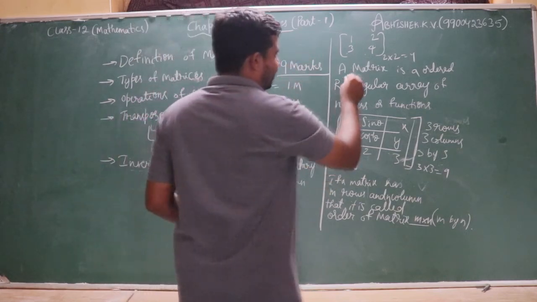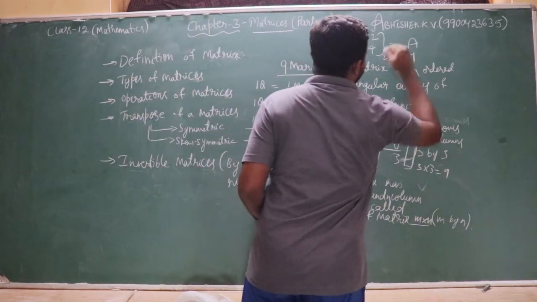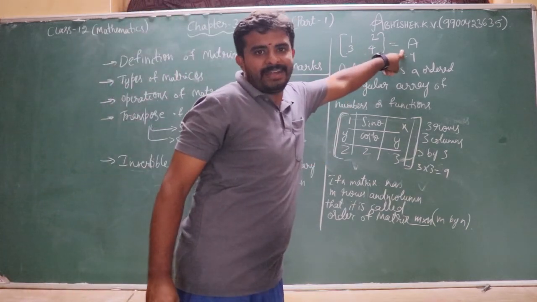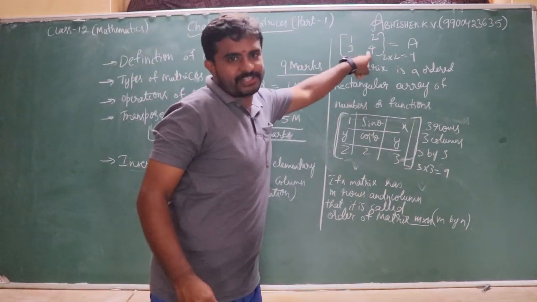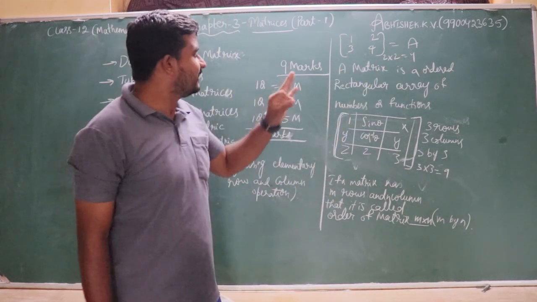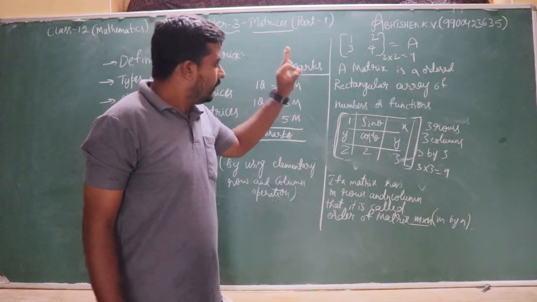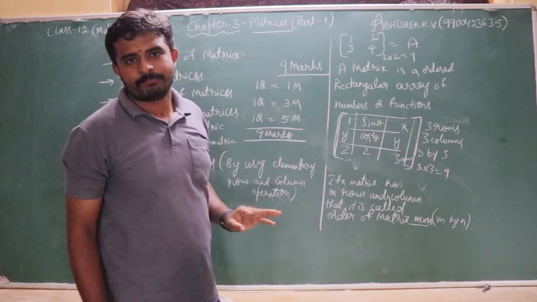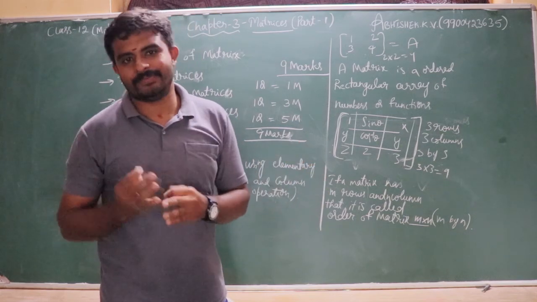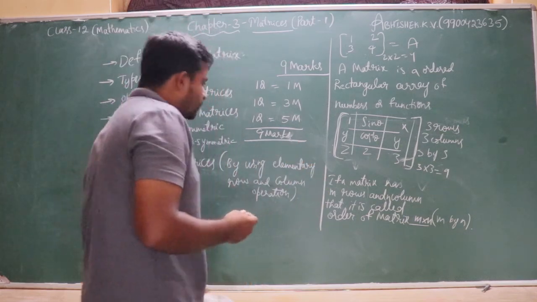And this matrix is represented by capital letters of the alphabet. See, this is the main matrix A and these are the elements of the matrix, of order 2 cross 2. So this is the main introduction about matrices. You should know what a matrix is and what the order of a matrix is.